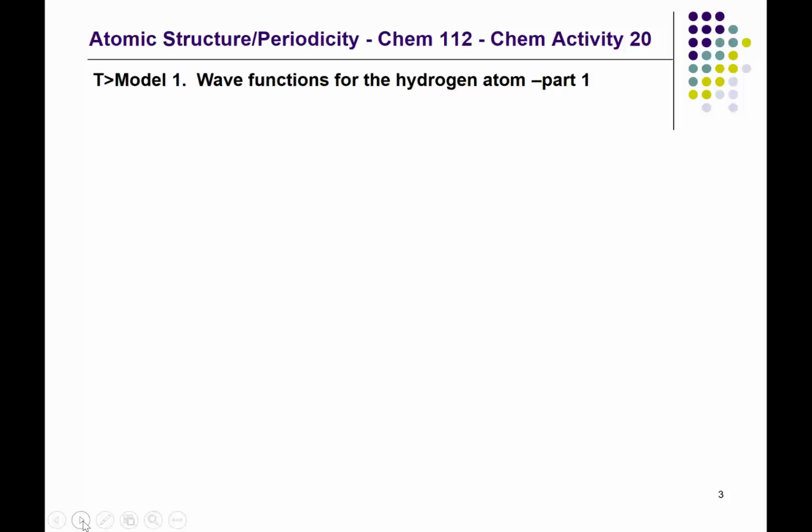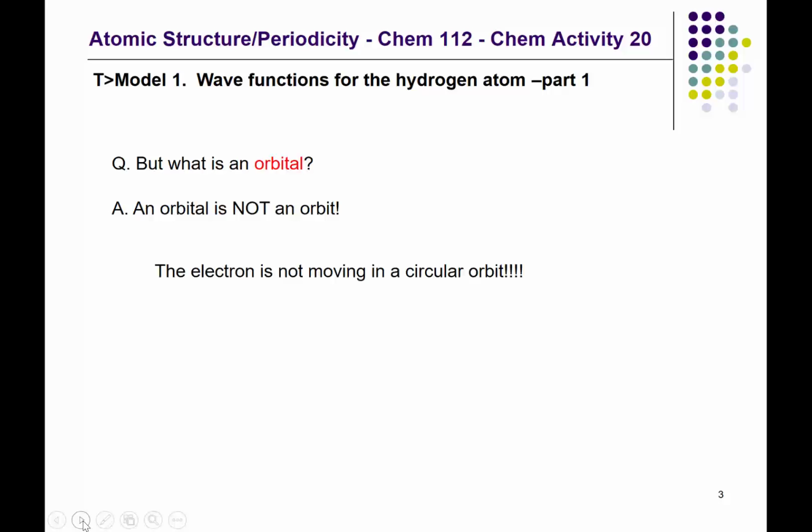So a little bit of a sidetrack here. What is an orbital? Well, one thing to be clear is orbitals do not represent orbits. It's not a circular pathway around the nucleus. Okay, so just be clear, the electron's not moving in a circular orbit.